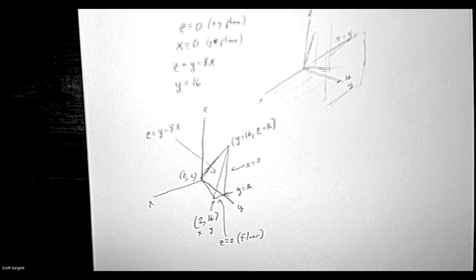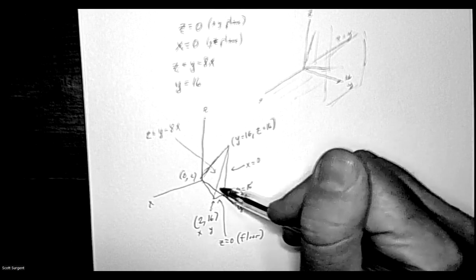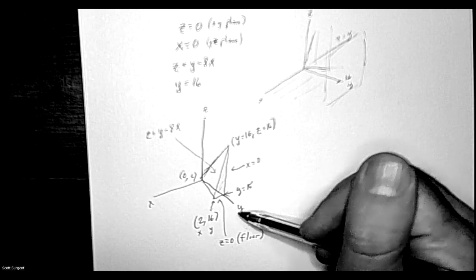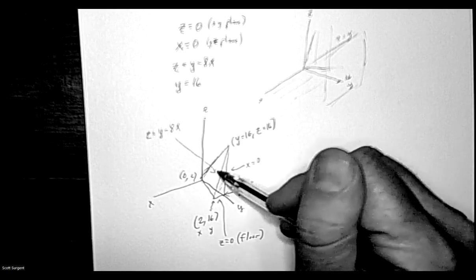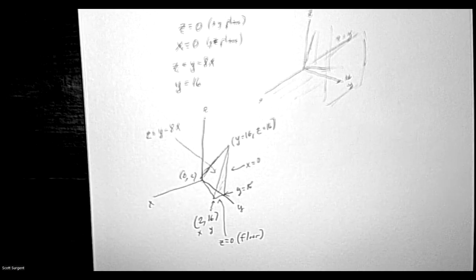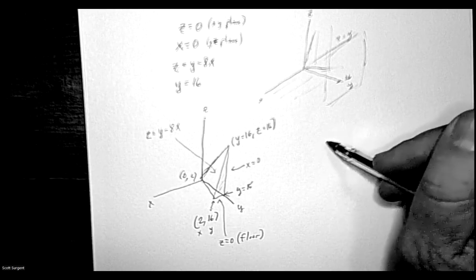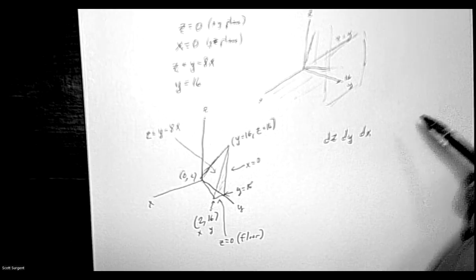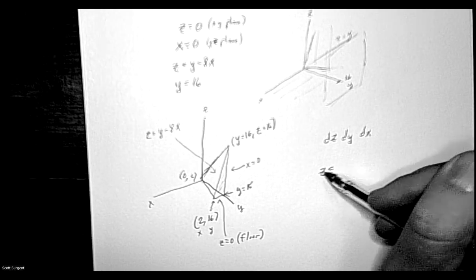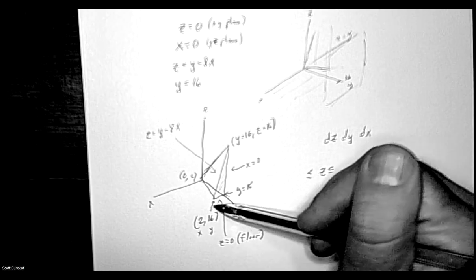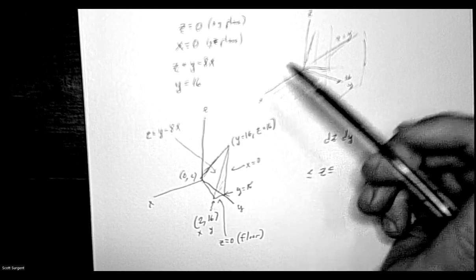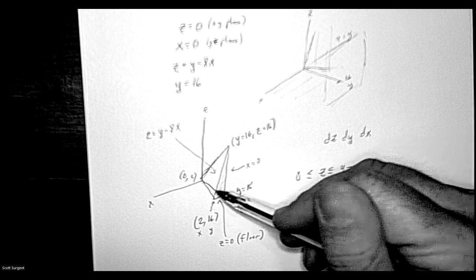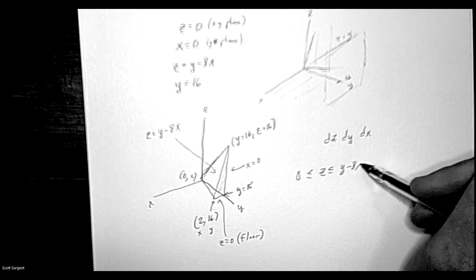And I've labeled my region here. I've got y equals 16. This is this face right here. The back face is x equals 0. The floor is z equals 0. And this slanting face is z equals y minus 8x. So I'll do one of them with you guys. If I do the dz, dy, dx ordering, the dz bounds would be drawing an arrow to come up from the bottom to the top. It would actually enter through the floor and exit out that slanting side here.